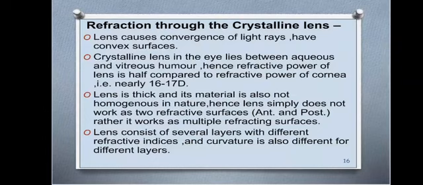Refraction through the crystalline lens. The lens causes convergence of the light rays as it has convex surfaces. The crystalline lens in the eye lies between the aqueous and the vitreous humor. Hence, the refractive power of the lens is half compared to the refractive power of the cornea, that is 16 to 17 diopter. The lens is thick and its material is also not homogeneous in nature. Hence, the lens does not work as two refractive surfaces, rather it works as multiple refracting surfaces. The lens consists of several layers with different refractive indexes, and curvature is also different for different layers.